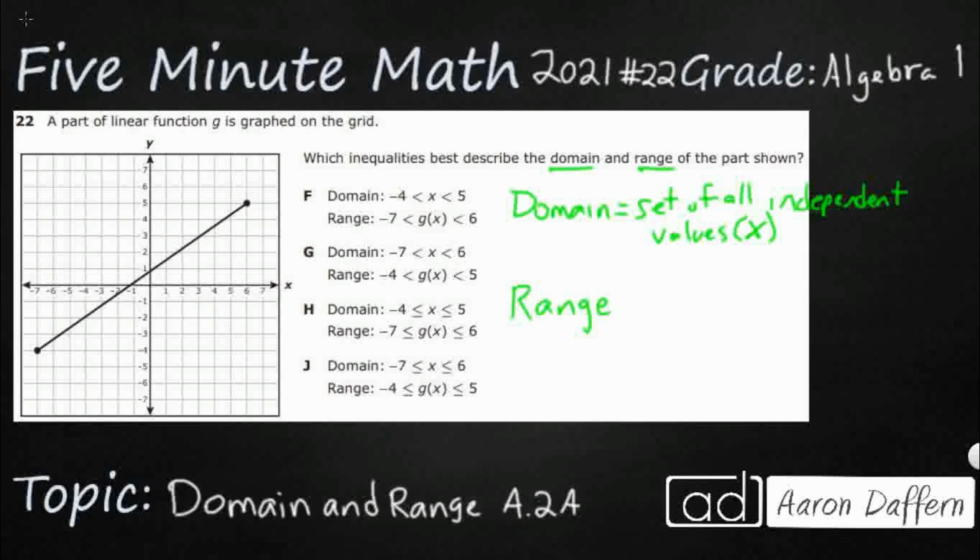So the range, if the domain is the set of all independent values, then you guessed it, our range is going to be the set of all dependent variable values. And so those are typically going to be our y values. Now in this case it's not even our y values, because take a look at our inequalities. We've got x and we've got g of x. So in this case it's going to be our g of x. Sometimes it's f of x. And then sometimes it's just a random letter if it's a word problem.